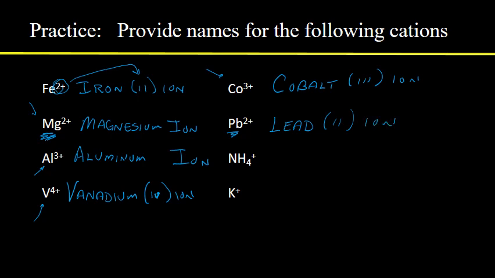All right. Now, NH4 plus, that's a polyatomic ion, and we've only got 2 polyatomic cations that we've learned. This one is really, really important.